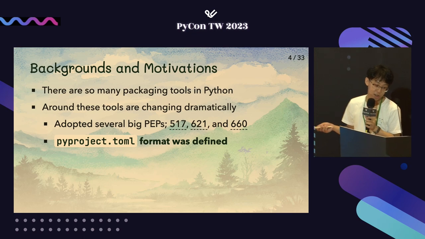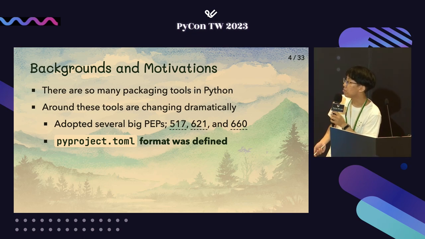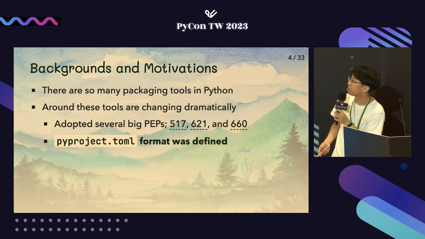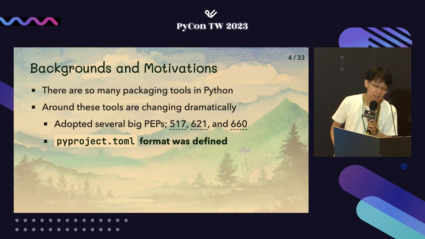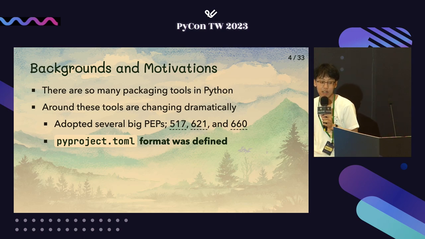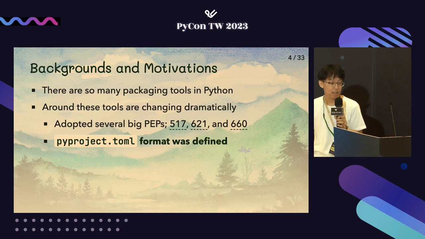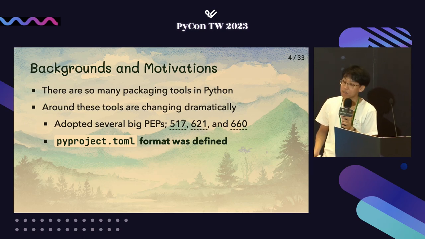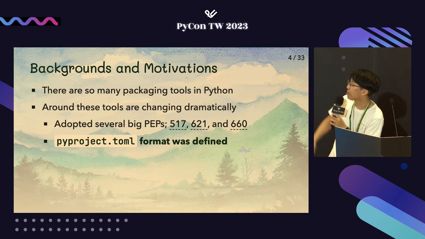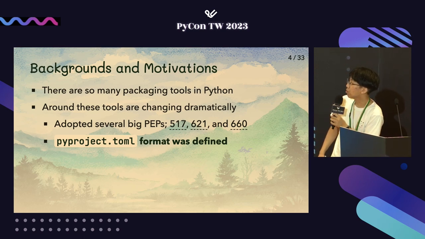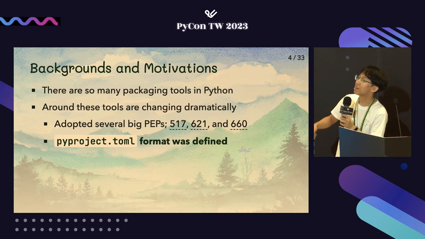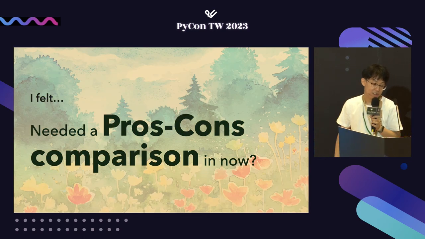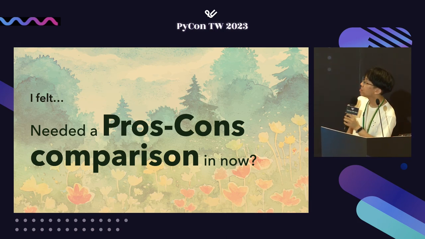Since these three PEPs: PEP 517, 621, and 660. The first one is the build system specification format. The second, 621, is the standardized pyproject.toml format. And the third, 660, is the editable install support for pyproject.toml. They changed the situation dramatically, so I felt a pros and cons comparison was needed.